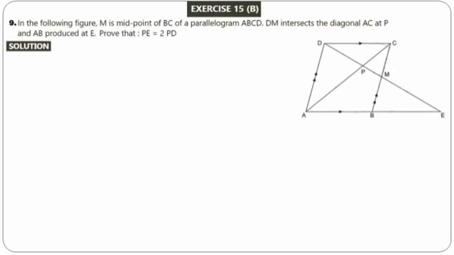Let's have one more question, the last question for the day. Question number 9 says, in the following figure, M is the midpoint of BC. So this is the side BC of the parallelogram and M is the midpoint. DM intersects the diagonal AC at P, and AB produced at E. That means if I produce AB, then this DM, when it is also produced, gets intersected at point E.